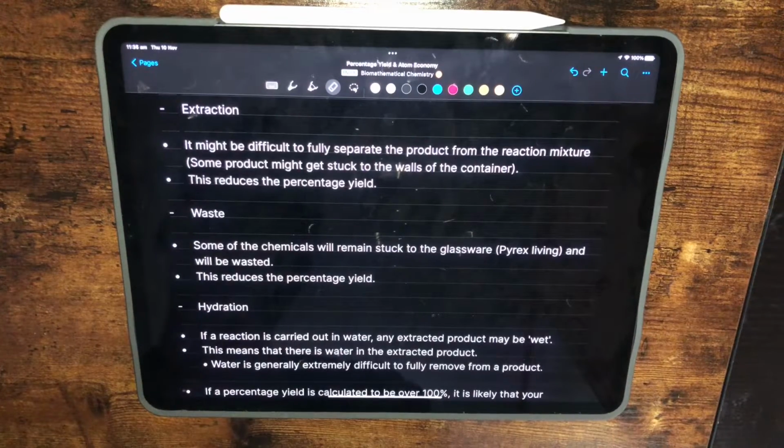Extraction, so it might be difficult to fully separate the product from the reaction mixture. Sometimes this happens during distillation, right? As I said before, when I was doing simple distillation, when you finally distilled your compound, it's not necessarily that 100% of your product is in the collection vessel.